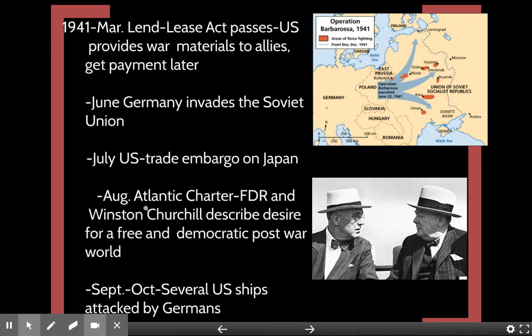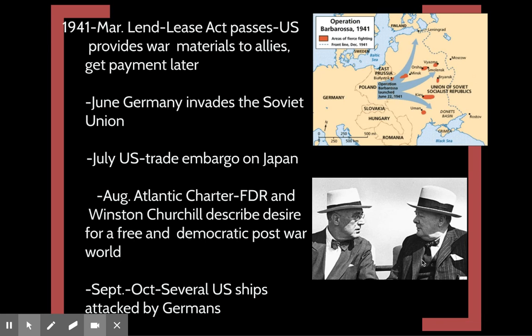All right, August 1941, it's called the Atlantic Charter. FDR, so that's the President of the United States, Winston Churchill, the Prime Minister of Great Britain, they get together and they talk about what a post-war, so once the war is over, what the world would look like if it was free of these totalitarian governments, and almost kind of starts dividing up the world, saying like, okay, we could have influence here, you could have influence there, to set up democracies in these places.